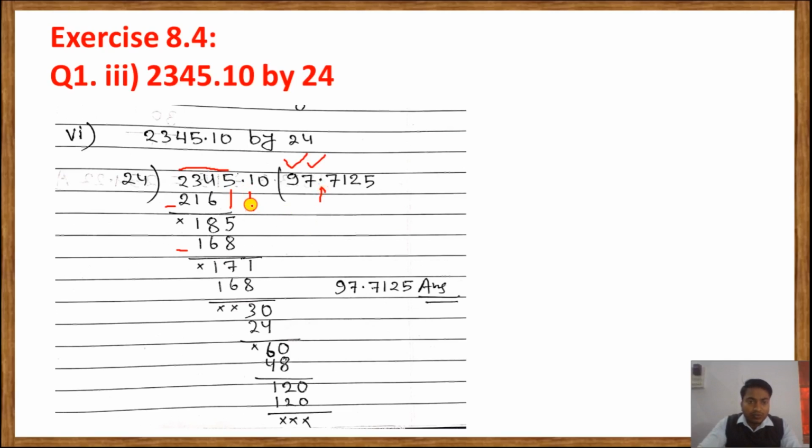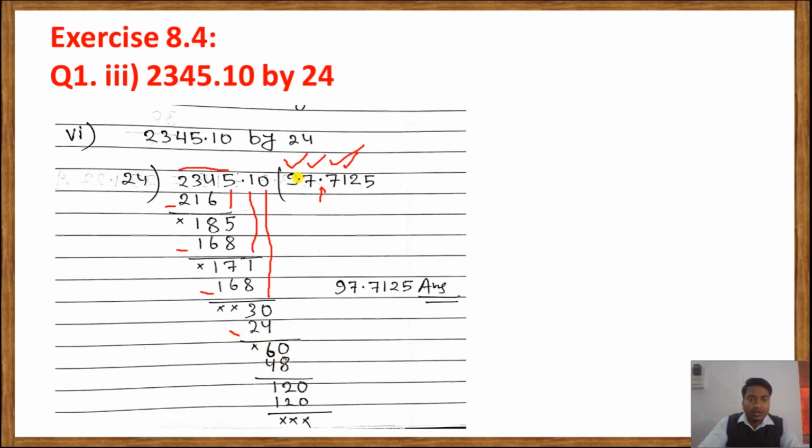Now bring down this 1 here. Now it became 171. Now it will go again 7 times. 168. When we subtract we'll get 3. Now bring down this 0 here. Now it became 30. It will go 1 time. So 24 into 1 is 24. When we subtract we'll get 6.